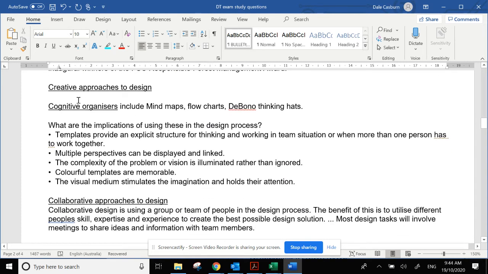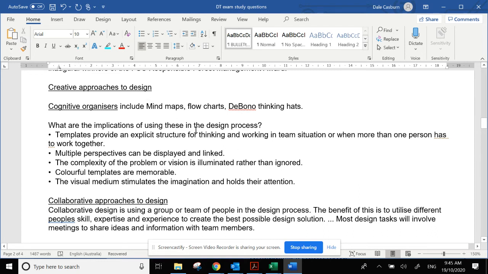Creative approaches to design, so things like cognitive organisers. That could be mind maps, flowcharts, the De Bono thinking hats. We could list more, but you don't need to have 20 examples. If you're familiar with these sorts of things, then that's great. Implications of using these in the design process: they can provide an explicit structure for thinking and working in a team situation, or when more than one person has to work together. You can get multiple perspectives, which can be displayed and linked.